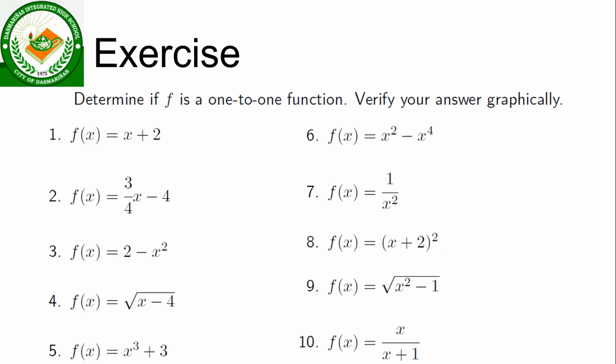By the way, this will be the first part of our lesson on one-to-one function and inverse function. Stay tuned to our channel because there will be another video that will discuss the inverse of a function.